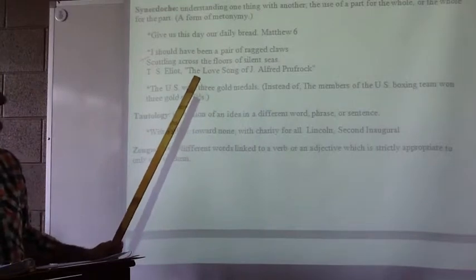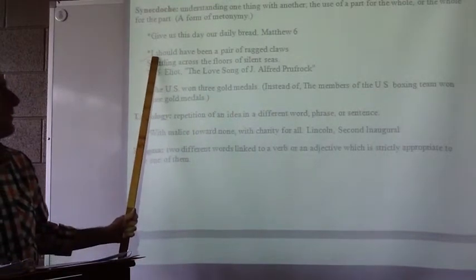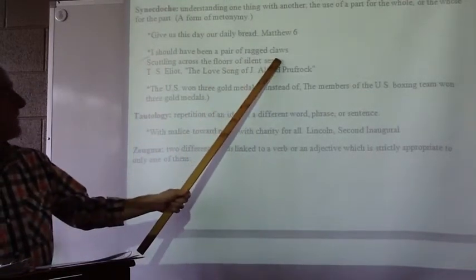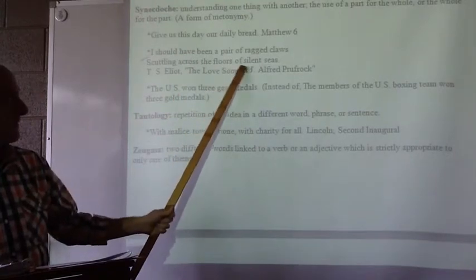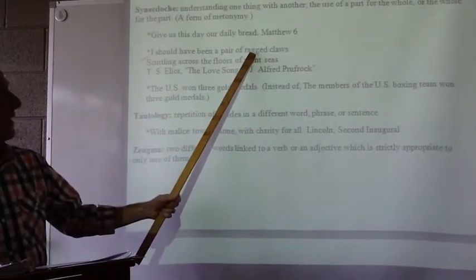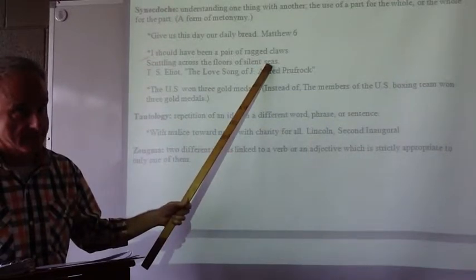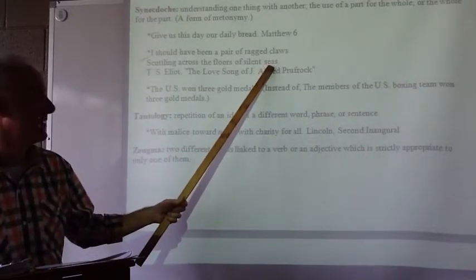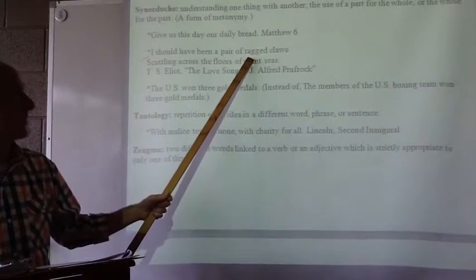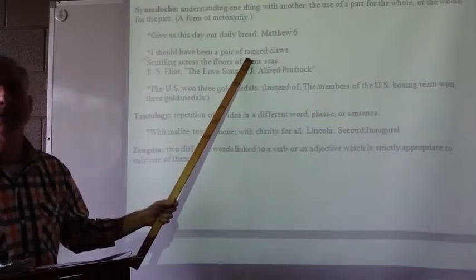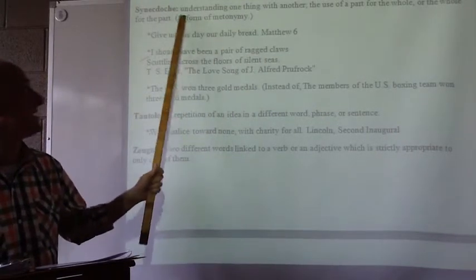So, it's not the best example here. We'll look at more. I should have been a pair of ragged claws scuttling across the floors of silent seas. Claws don't scuttle by themselves. They're part of a crab or some other creature, all right? So when we disembody a part of something and just refer to that part, that's synecdoche.